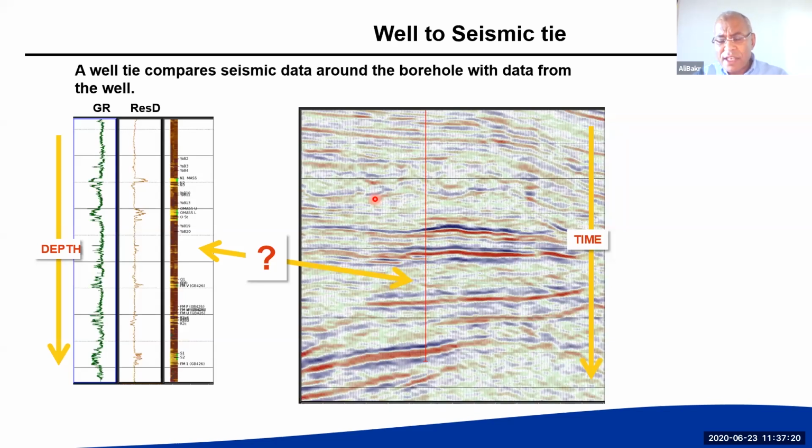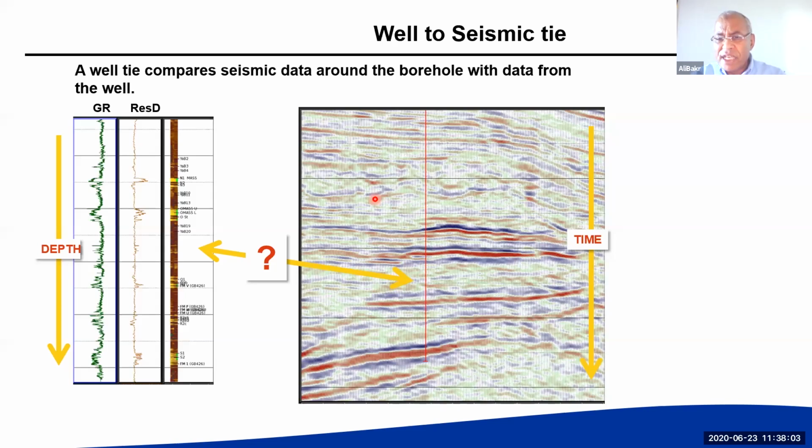The main tool to tie them is what we call synthetic seismograms, where we use the sonic log, the density log, and the check shot or velocity log together to come up with a 1D trace, like the seismic trace, representing the well. And this trace, the synthetic seismogram, has two scales. One is a time scale that fits the seismic, and the other is a depth scale that fits the well logs. So I can switch between the time scale and the depth scale on that synthetic seismogram.